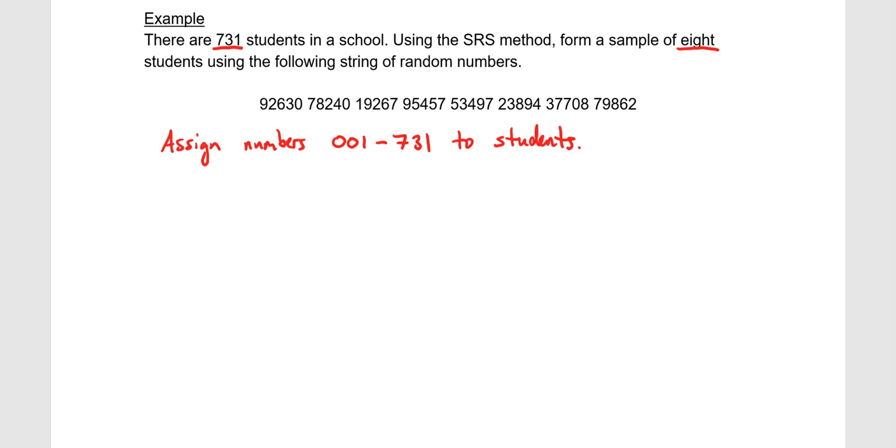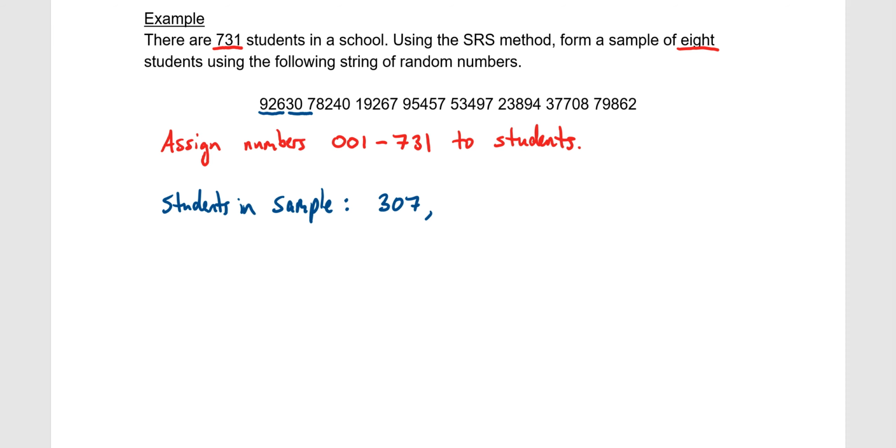Okay, so let's figure out who our students are going to be using that random string of numbers. What we do is we go left to right and we read these off in threes. So our first one is 926. 926 is not in our range of numbers from 001 to 731, so we ignore it. And then we have 307. That is in our range, so whoever was assigned 307 is going to be part of our sample.